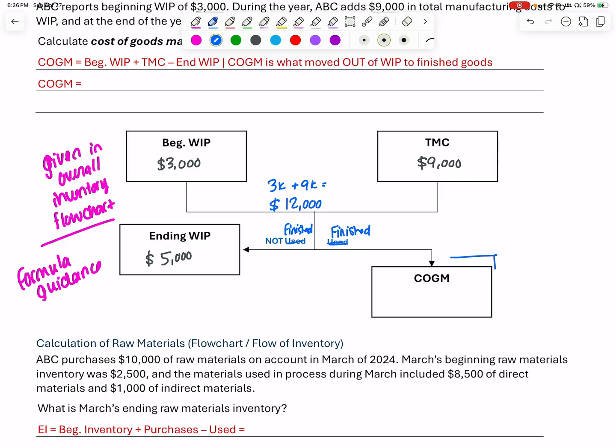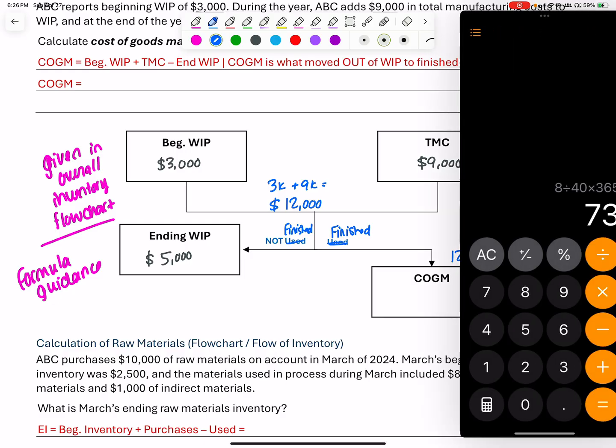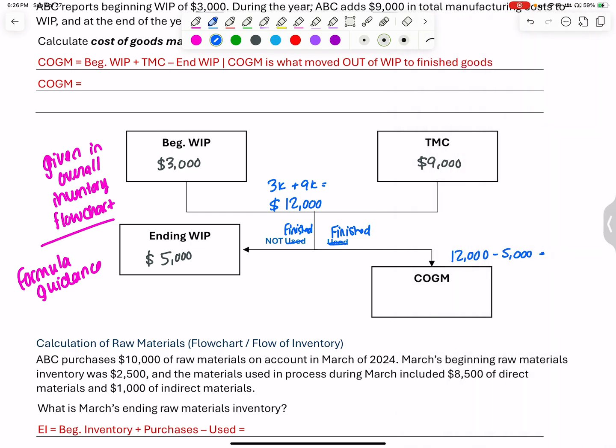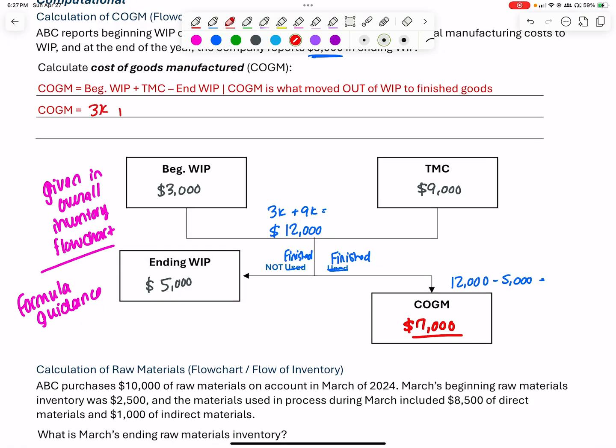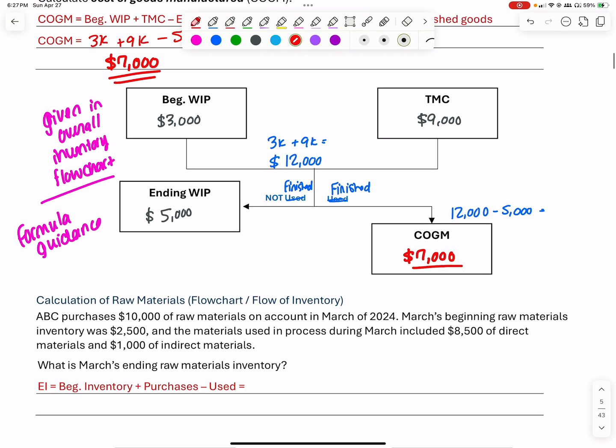So if that is the case, I had 12,000. I still have 5,000 of it. Whatever is missing is cost of goods manufactured. It has to meet one of those two fates. So that means there is $7,000 of it in cost of goods manufactured. If I had wanted to write it out, that formula is not provided, by the way: beginning work in process of 3,000 plus 9,000 minus what I still have, $7,000.